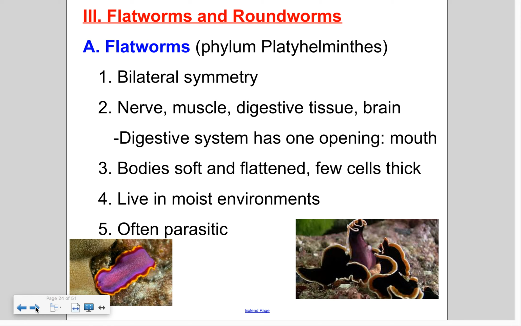Okay, moving on to another phylum, the platyhelminths, also known as flatworms. These guys have bilateral symmetry, and they're a little bit more complex because they have some systems. They have nerve, muscles, digestive tissue, brain, but their digestive system only has one opening, a mouth, that serves as the mouth and the anus. Bodies are soft and flattened, few cells thick. They live in moist environments, and they're often parasitic.